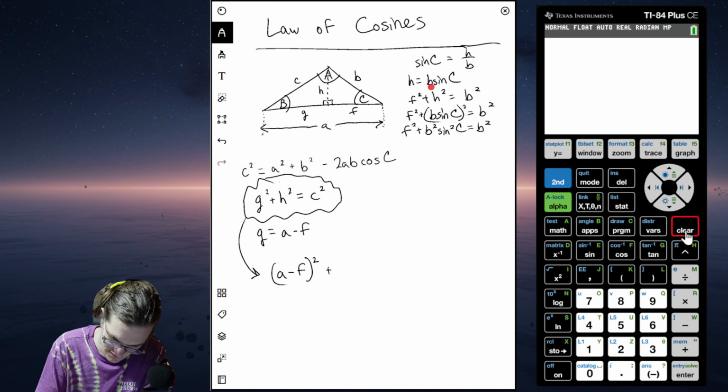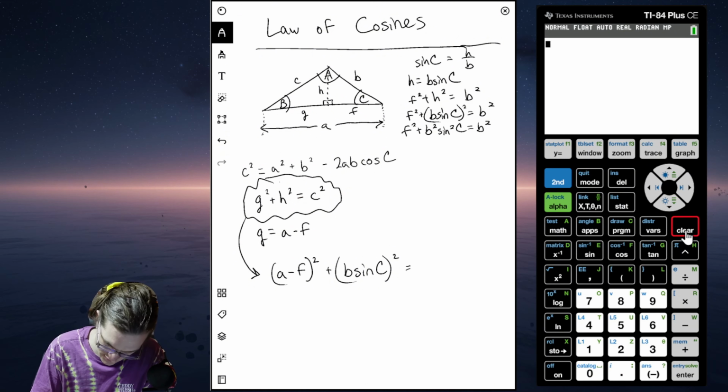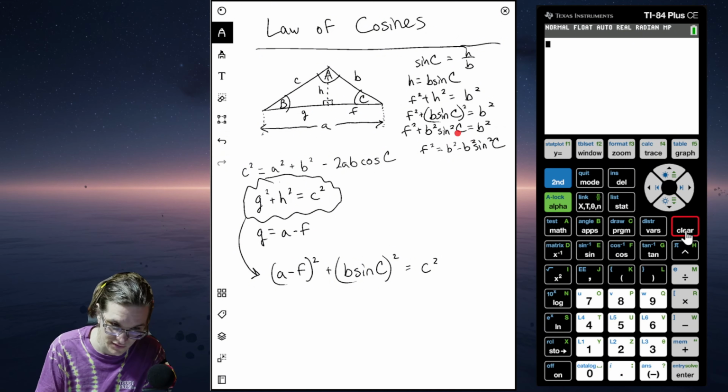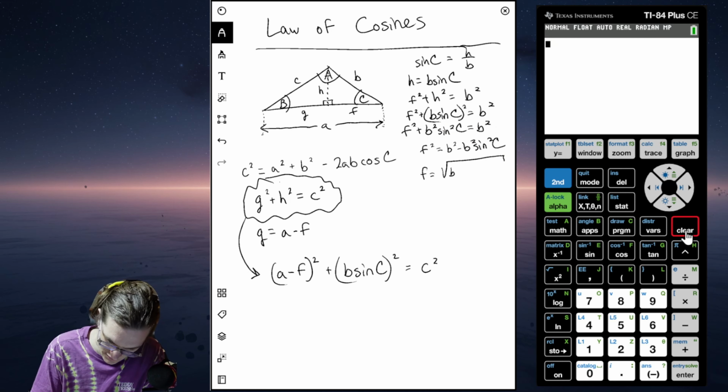Well, h is b times sine of c. So I'm just going to write b sine of c squared. And that equals little c squared. Okay. And we also were able to find f from our adventures over here. I did not write it, but you can solve this for f. So I'll say f squared is equal to b squared minus b squared sine squared c. Right, just a little algebra. Move that over this side of the equal sign. And that means f is equal to the square root of b squared minus b squared sine squared c.